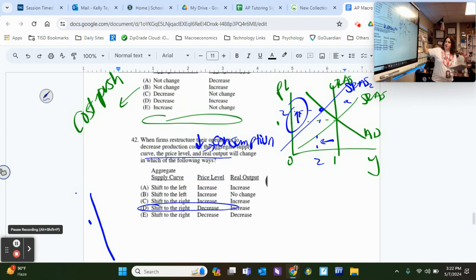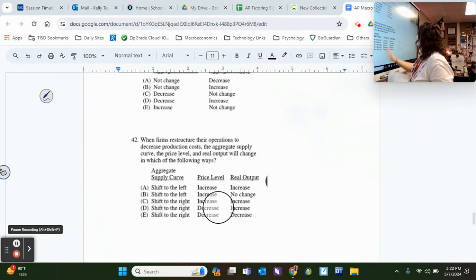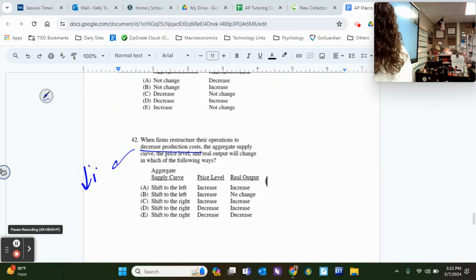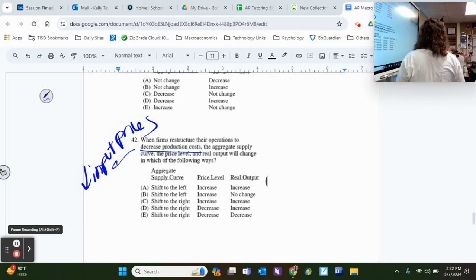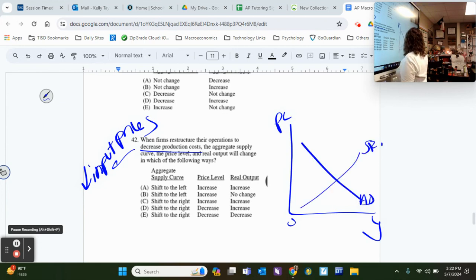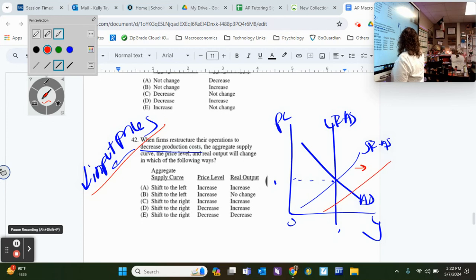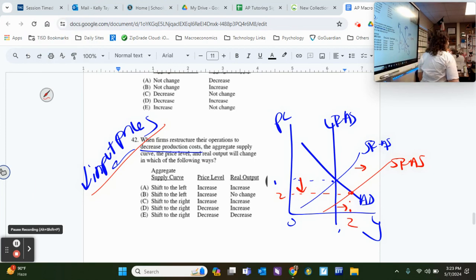And last but not least, when firms restructure their operations to decrease production costs, which means lower input prices, the aggregate supply curve, price level, and real output would change in which of the following ways. You just draw it, and then you read your graph. We got price level, Y. We're going to start off from equilibrium. If input prices are going down, you can produce more. So aggregate supply is going to shift to the right, and that will lower the price level and raise GDP, because it's cheaper to produce, so you can produce more. So that is going to be D as in dog. Aggregate supply shifts to the right, prices fall, and GDP goes up.